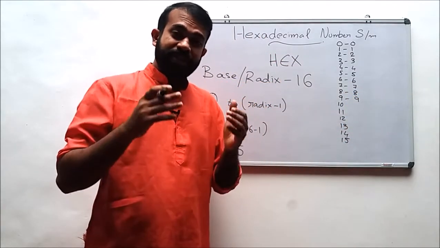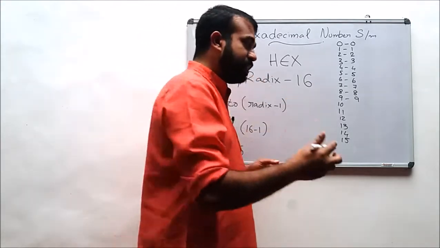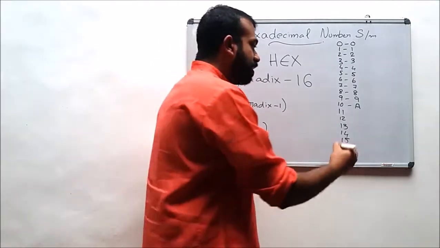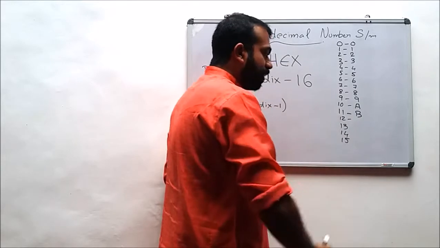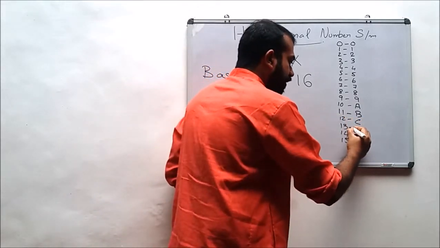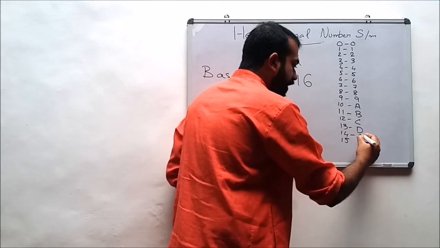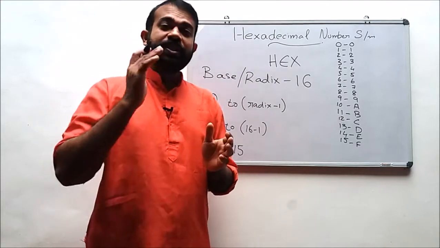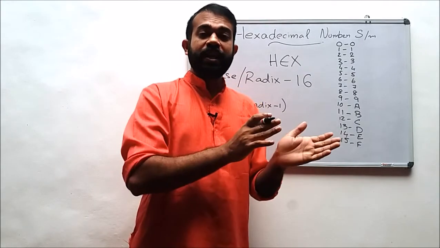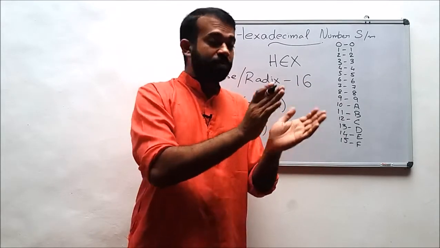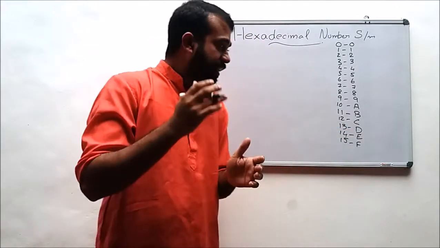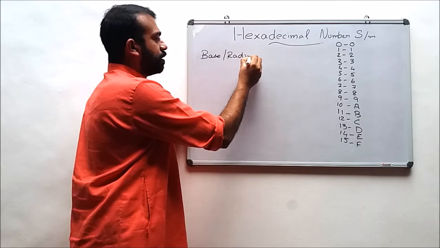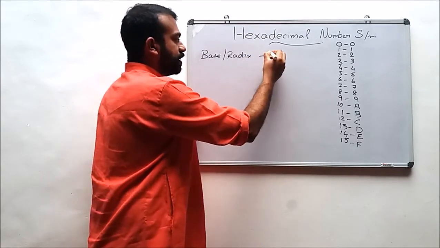When it comes to the decimal number 10, the hexadecimal equivalent of 10 is A. The hexadecimal equivalent of the decimal number 11 is B. The hexadecimal equivalent of 12 is C. 13 is D, 14 is E and 15 is F. So the hexadecimal number system has 16 different representations, ranging from 0 to 9 and from A to F. So we can simply tell that the base or radix of this hexadecimal or hex number system is 16.